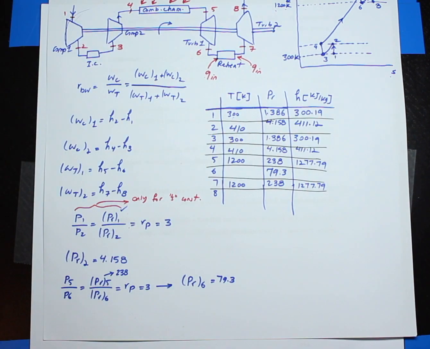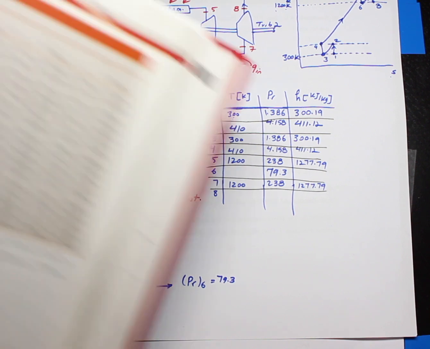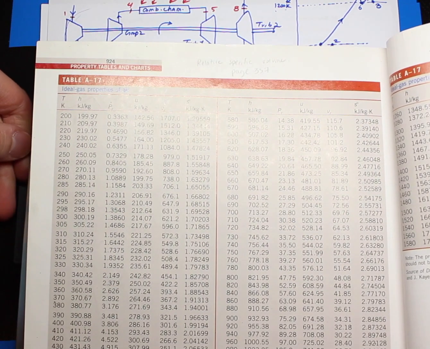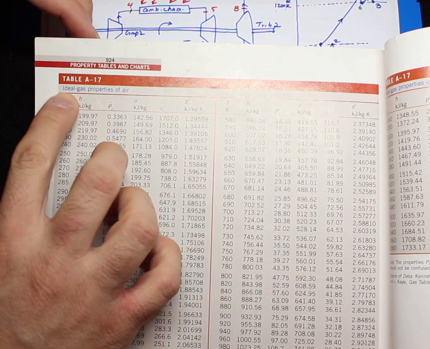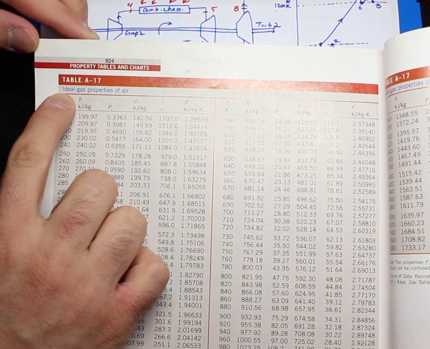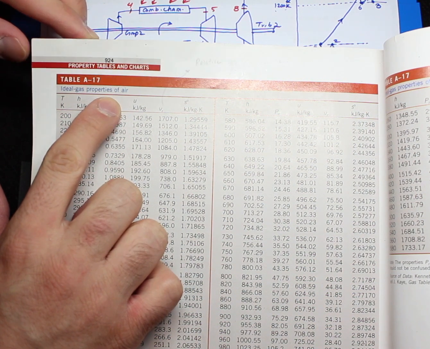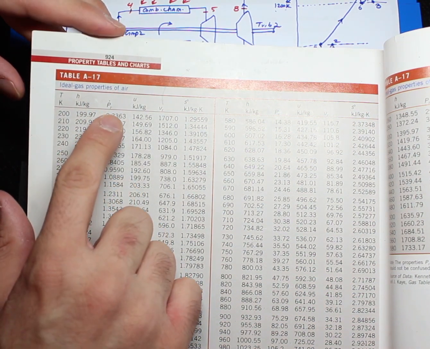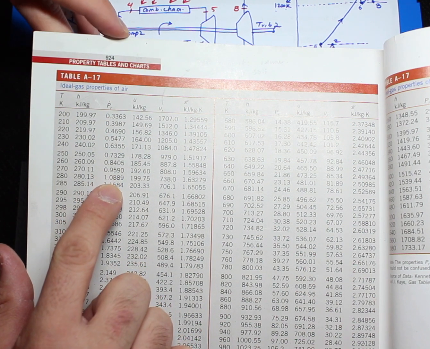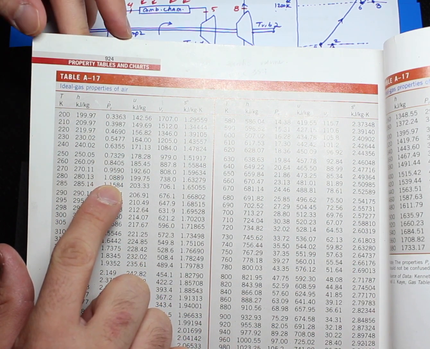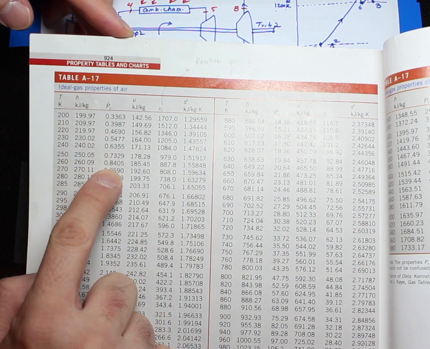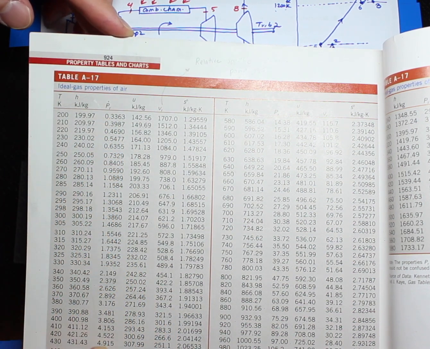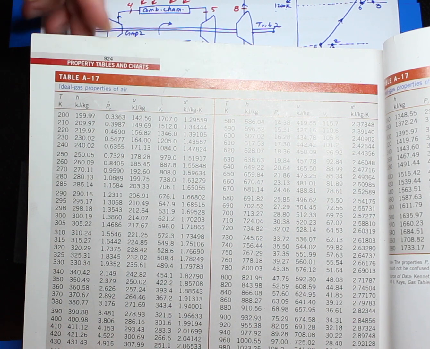Okay, so going to A17, this is my A17 table. The title reads Ideal Gas Properties of Air. What I'm trying to do is find my PR value. So let's say for 0.6, our PR was 79.3. So these are all PR values. If you keep continuing, you will see that the PR column is increasing.